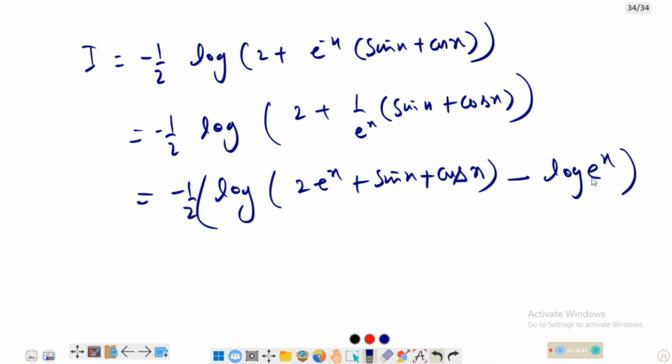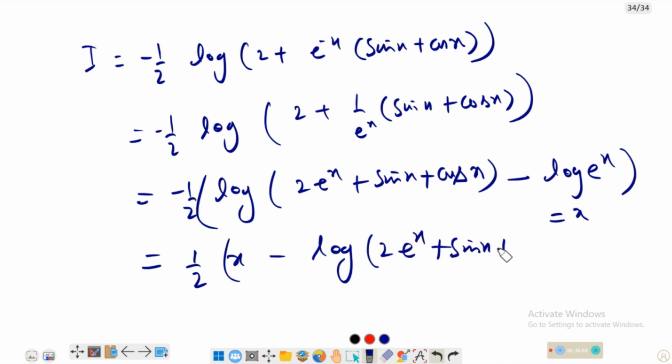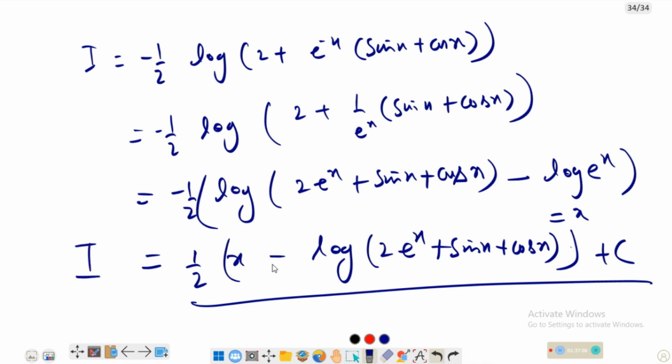Okay, this is equal to x. Okay, so if I multiply the minus sign, this is 1 by 2 x, this is equal to basically x minus log 2 e power x plus sin x plus cos x, okay, plus c, so this integral is equal to this quantity. Okay, so we come to question number 19.